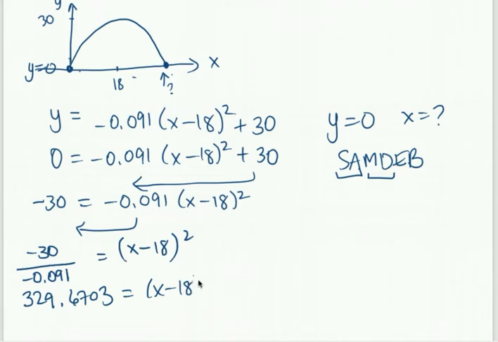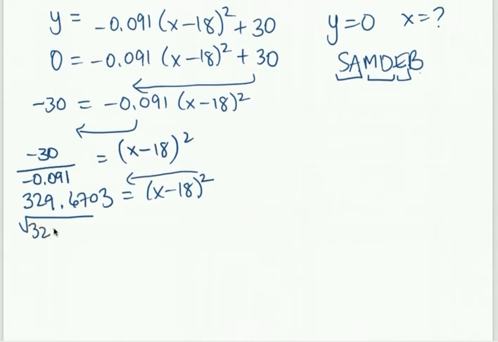Then SAMDEB says, remember, do the exponents first before you touch anything inside the brackets. So we're going to move the exponent 2 that way. Whenever we kick an exponent like squared across to the other side of the equal sign, you end up square rooting the number that's there. Then you're left with x minus 18, but you can just drop the brackets. So it's just like that. Anyway, let's just square root that, and we get 18.1568 equals x minus 18.